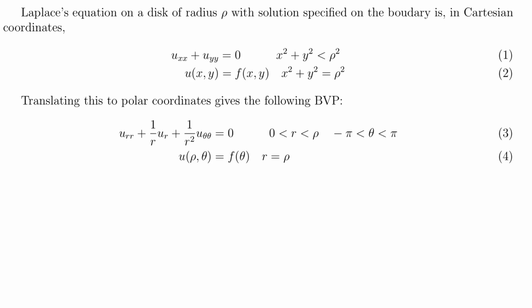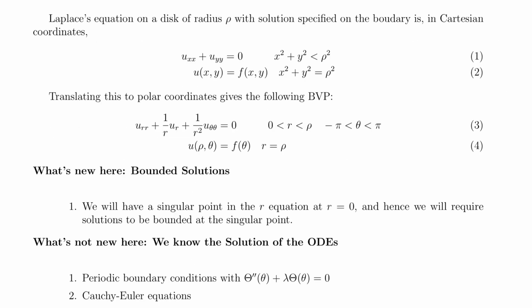In equation 3, we have Laplace's equation in polar coordinates and the boundary condition given in terms of f of theta on the boundary when r equals rho. Here's a picture of the domain, and the important new point to notice is that r equals 0 is inside the region. What's not new is that we know the solutions immediately of the ODEs that we're going to study, and in fact the eigenvalue problems will be a periodic eigenvalue problem and a Cauchy-Euler problem.